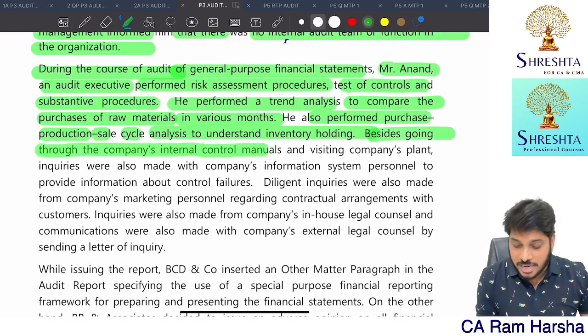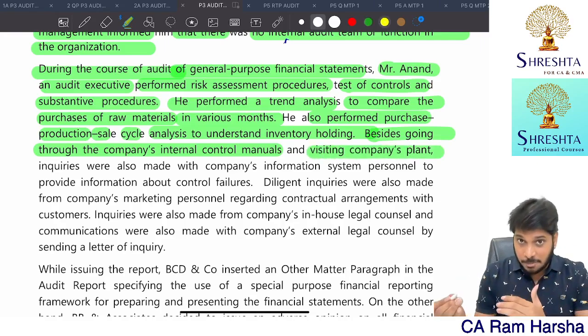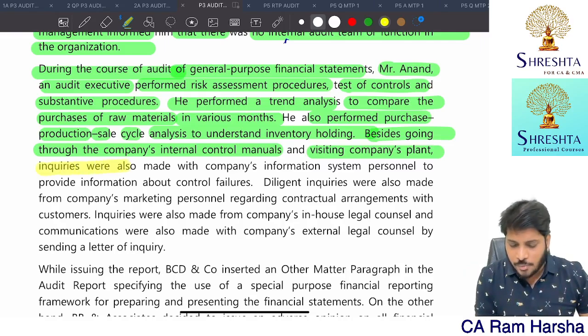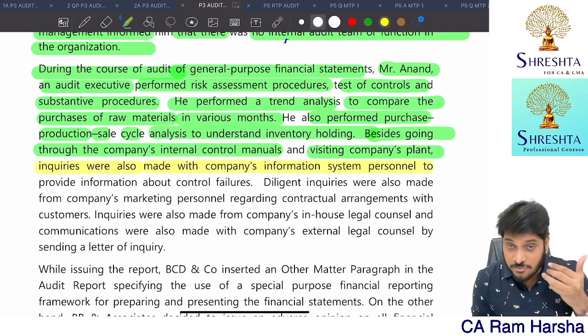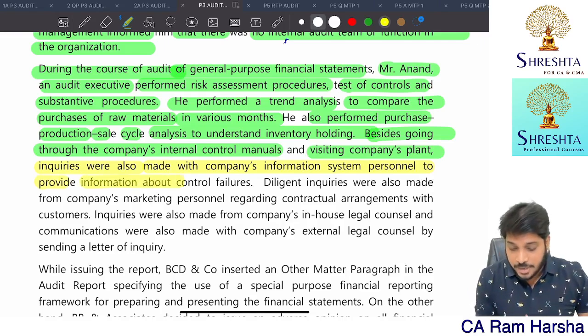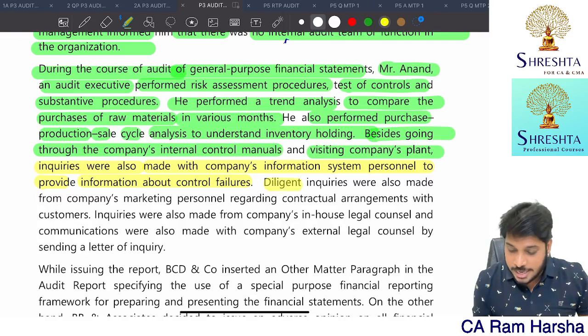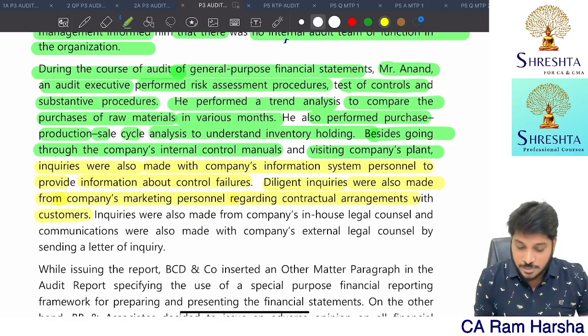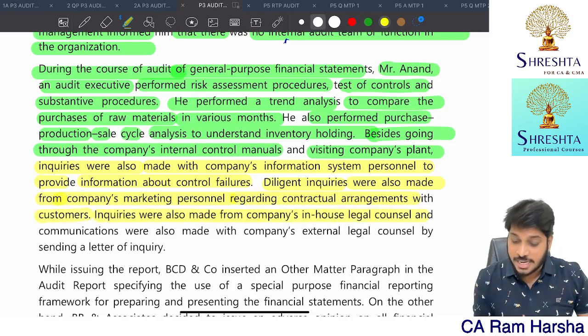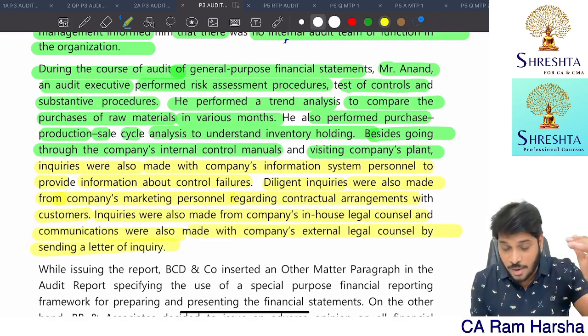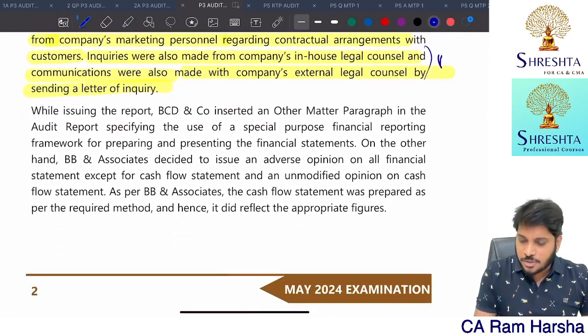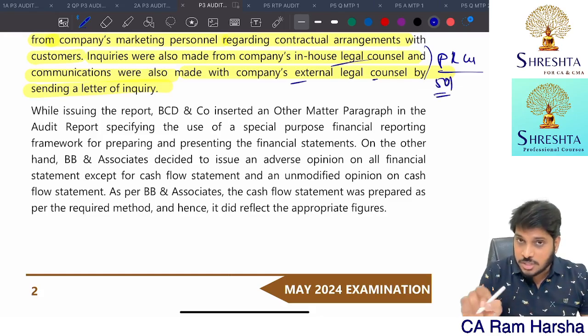Besides going through company internal control manuals and visiting the company plant, before visiting the plant and before going through the manuals, first inquiries are made with the company's personnel and information system staff to provide information about control failures. Diligent inquiries were also made from the company's marketing people regarding contract arrangements with customers. Inquiries are also made from the company's internal counsel, and communications were also made with the company's external counsel for sending a letter of inquiry. Okay. So this is probably with respect to some pending litigations and claims. A letter of inquiry, external, internal. So you will come across this in SA 501.